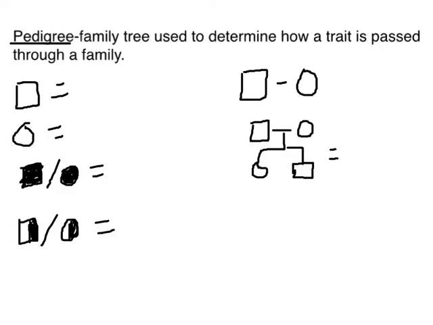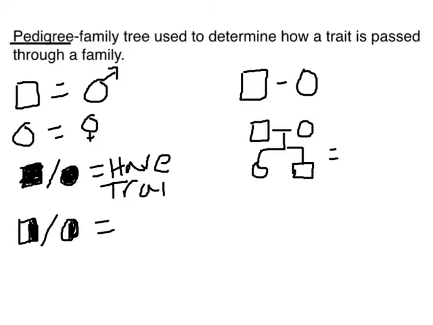The first of those is a square, and a square means that the individual is male. So a square is used to represent a male in a pedigree. A circle is used to represent a female. If that circle or square is shaded in, it means they have the trait. So they're affected by it.